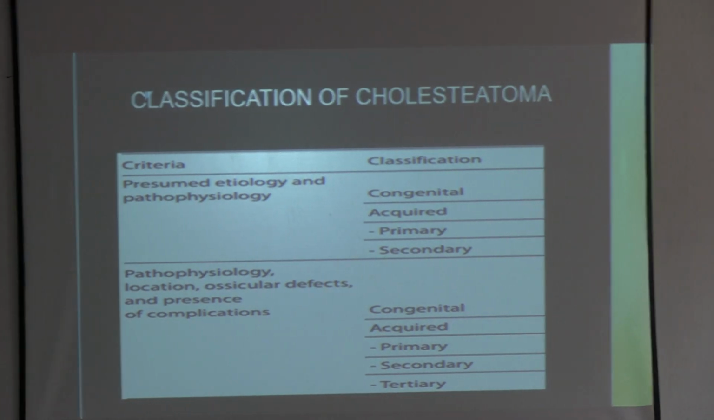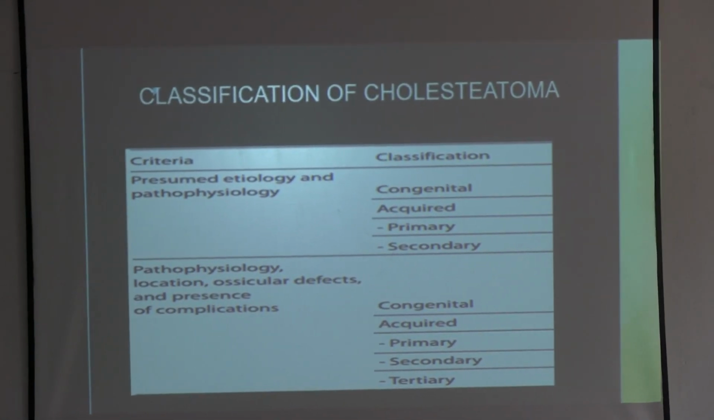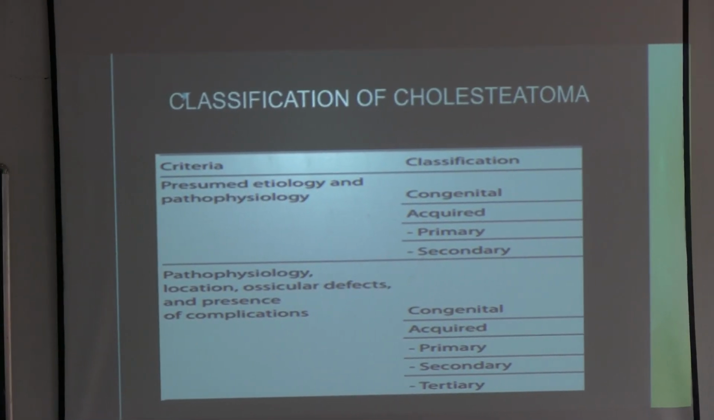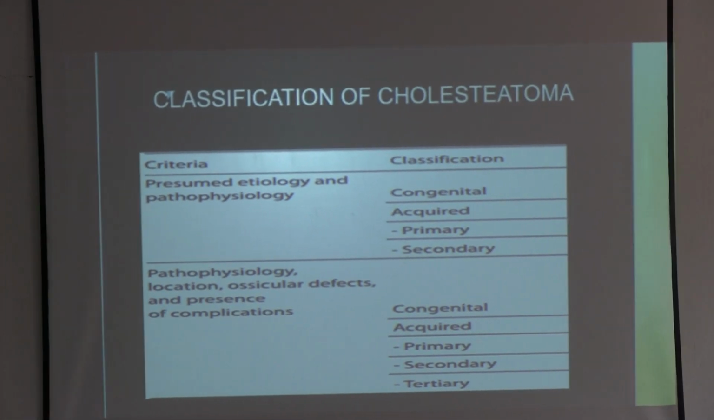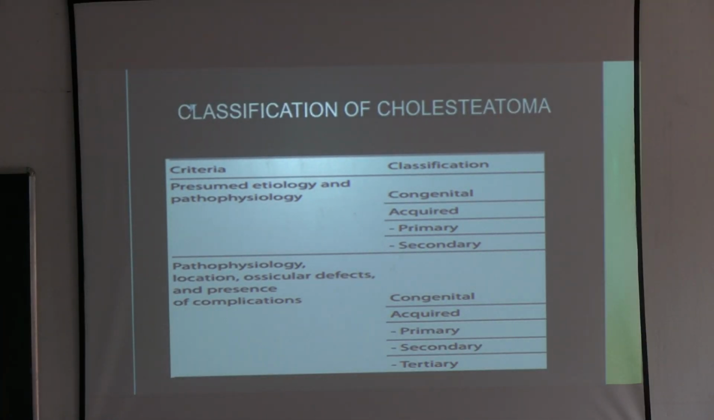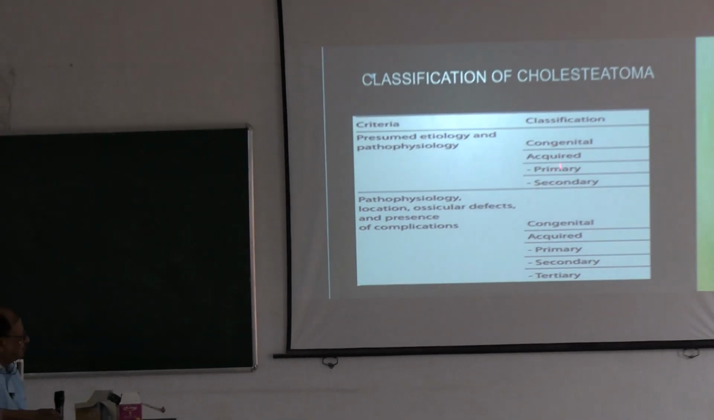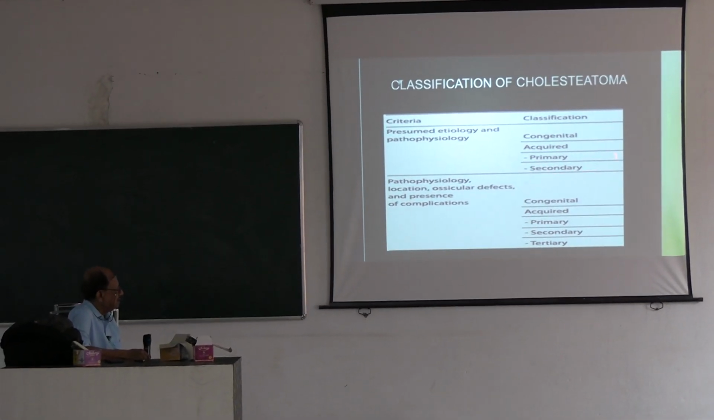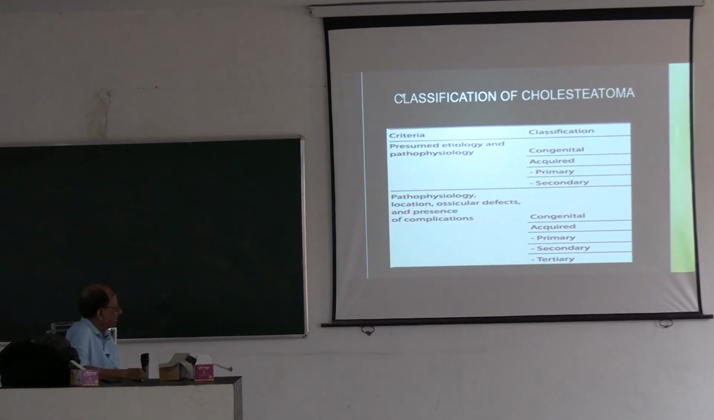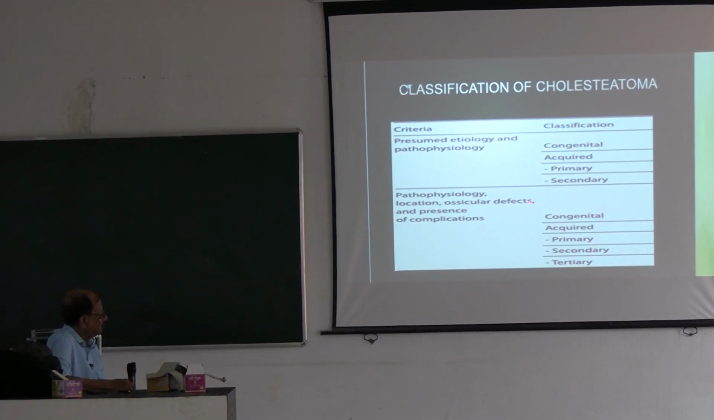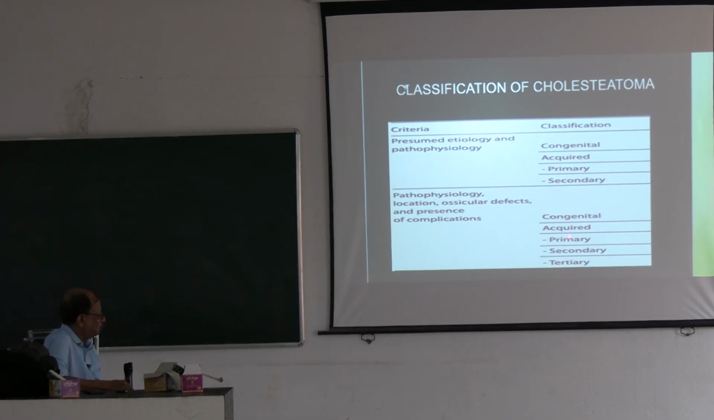Now, classification of cholesteatoma. Criteria: etiology and pathophysiology. According to etiology and pathophysiology, there are 4 types: congenital, acquired, primary and secondary. Pathophysiology, location wise, ossicular defect wise and presence of complication wise, there are 5 types: congenital, acquired, primary, secondary and tertiary.